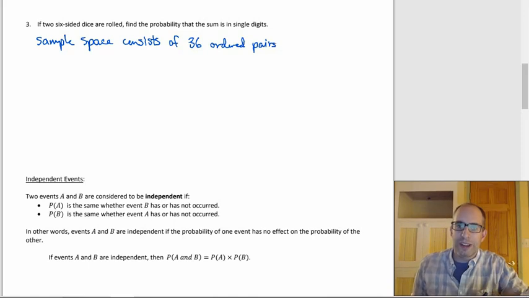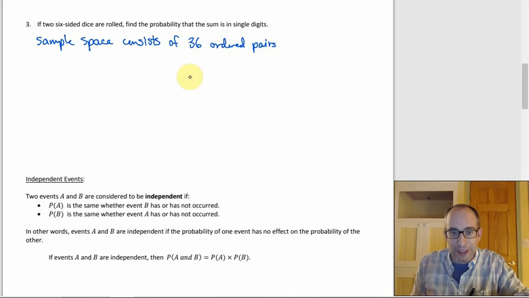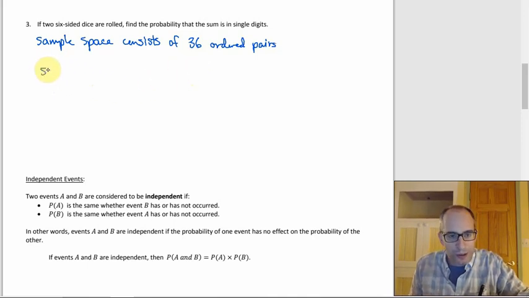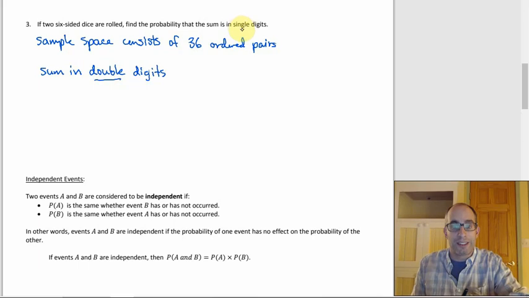But what if instead of looking for how many different ways we would get the sum in single digits, we looked at how we would get one that's not? And the only option would be double digits. So at least for what we're doing right now, that's the only real option. So the sum in double digits. So here we're effectively using the complement. We're using the part that we're not asked about. We're using the opposite.